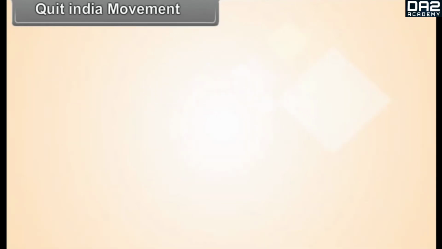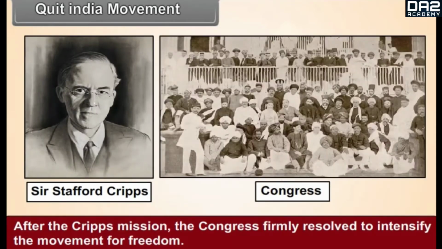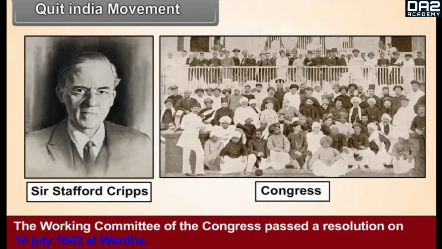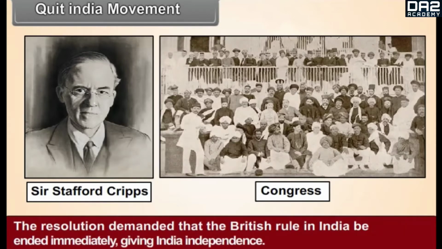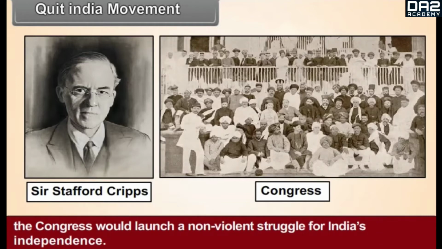Quit India Movement. After the Cripps mission, the Congress firmly resolved to intensify the movement for freedom. The Working Committee of the Congress passed a resolution on 14 July 1942 at Wardha. The resolution demanded that the British rule in India be ended immediately, giving India independence. A warning was also issued that if the demand was not met with, the Congress would launch a non-violent struggle for India's independence.